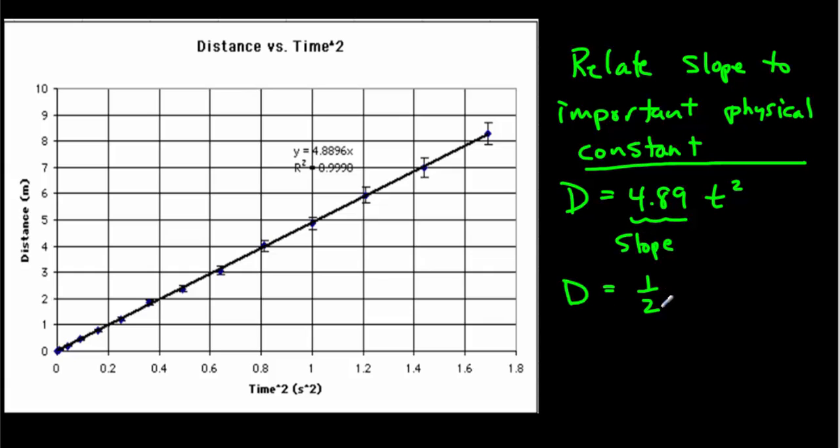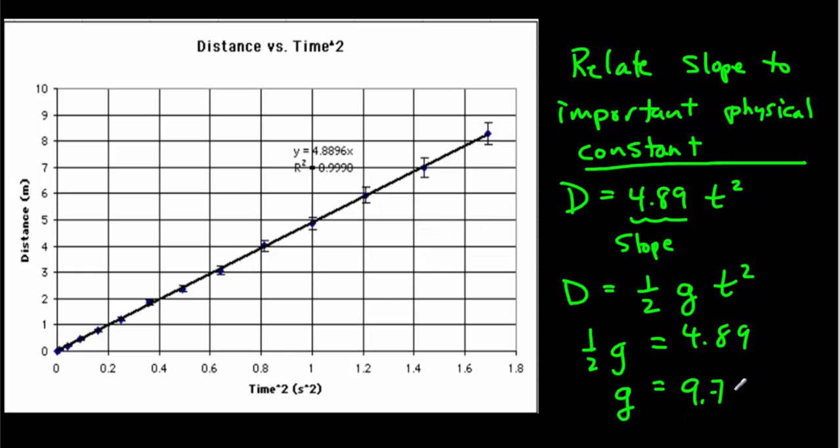However, if we've got a little bit of theoretical background, we might know that the fall distance should be equal to 1/2 g times t squared. And that means that we can equate 1/2 g to our slope, 4.89, and then we can work out what g is from the experiment. And in this case, it comes out to be 9.78.